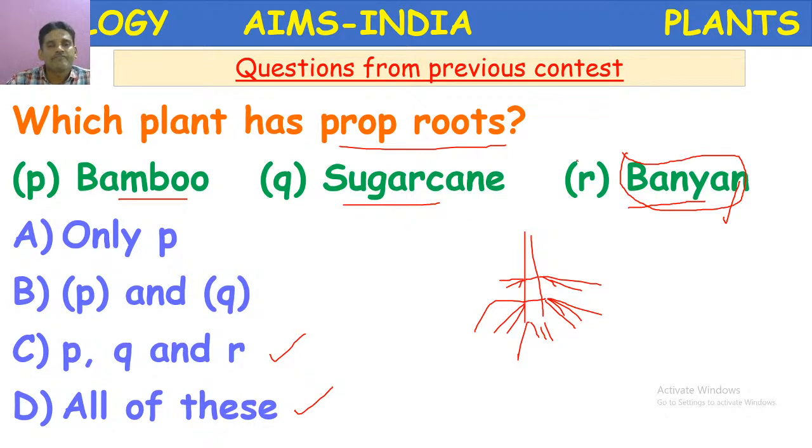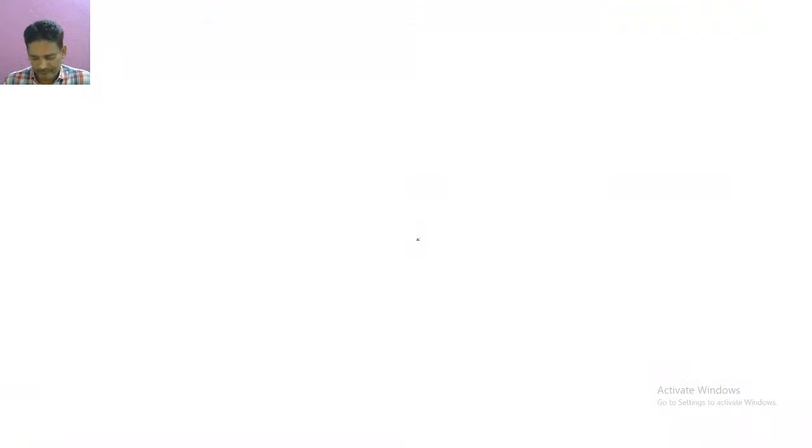If it is stilt roots, then bamboo and sugarcane we come across, or if they mention mechanical roots, then all will come. Further, when we go for detailed discussions in the foundation class, individually we will discuss root modifications, that topic. Let us proceed to the next question.